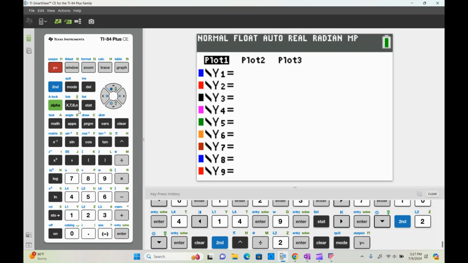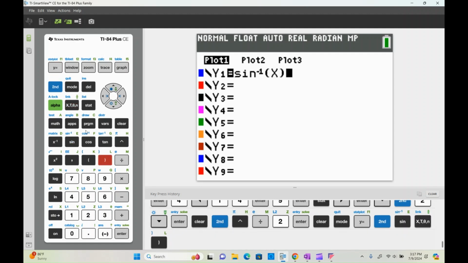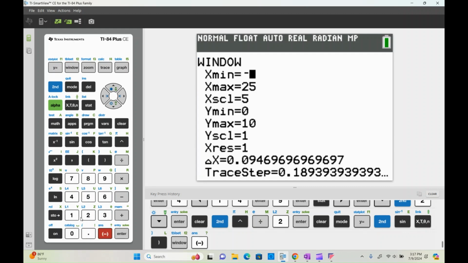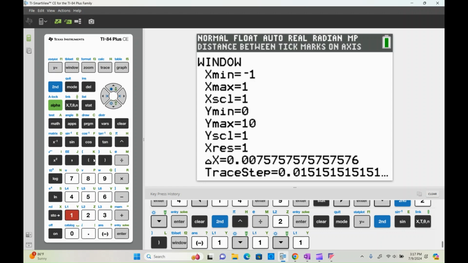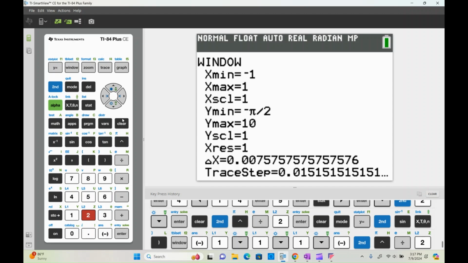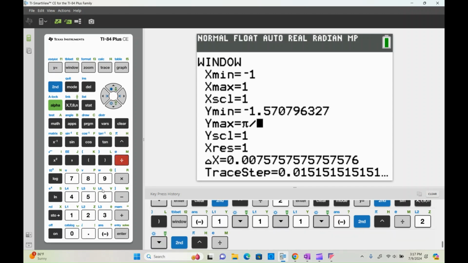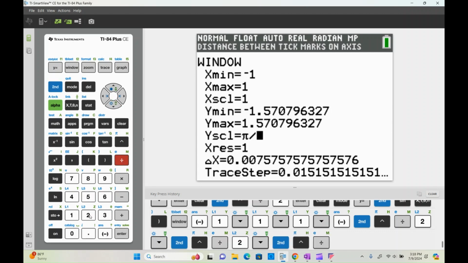Then in our y equals, let's go ahead and put in sine inverse of x. For our x values, we'll still go minus 1 to 1. I just counted by ones when I did that, so leave it like that. In the y's, we just needed to go minus pi over 2 to pi over 2, and we were counting by pi over 2's. So I'll make that my y scale as well. And so we can go ahead and hit graph here, and we'll see what it looks like.